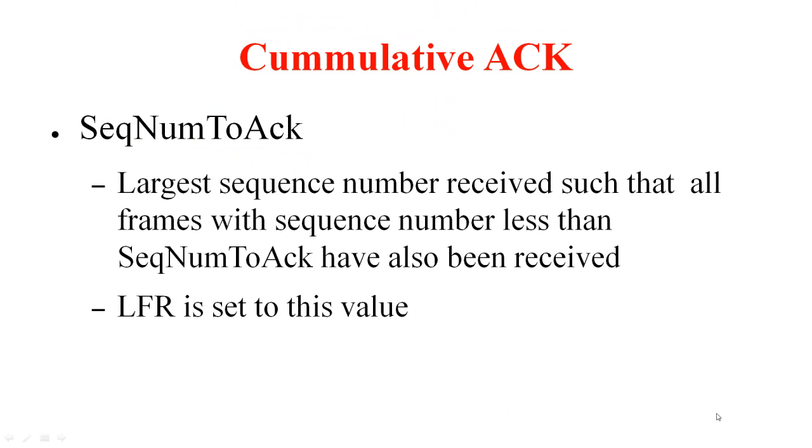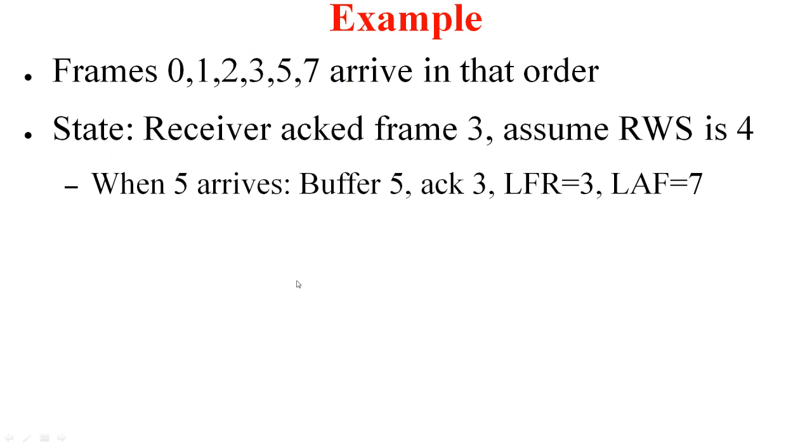In cumulative ACKs, the sequence number to ACK is always going to be the largest sequence number received, such that all frames with sequence number less than this have also been received. This LFR is the one that is set as the cumulative acknowledgement. An example helps. Say you are receiving frames in this particular order at the receiver, and the state of the receiver is such that it has already acknowledged frame 3. Let's also assume that RWS is equal to 4.